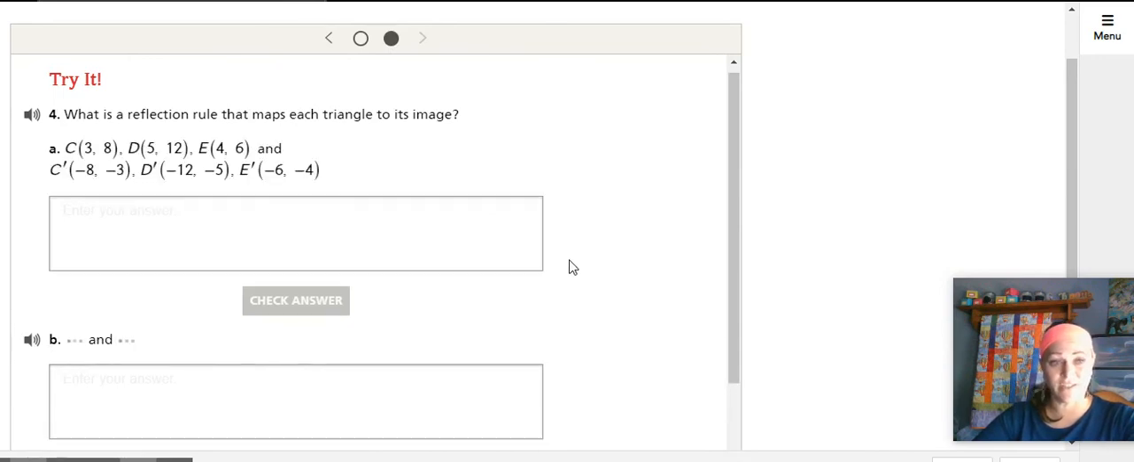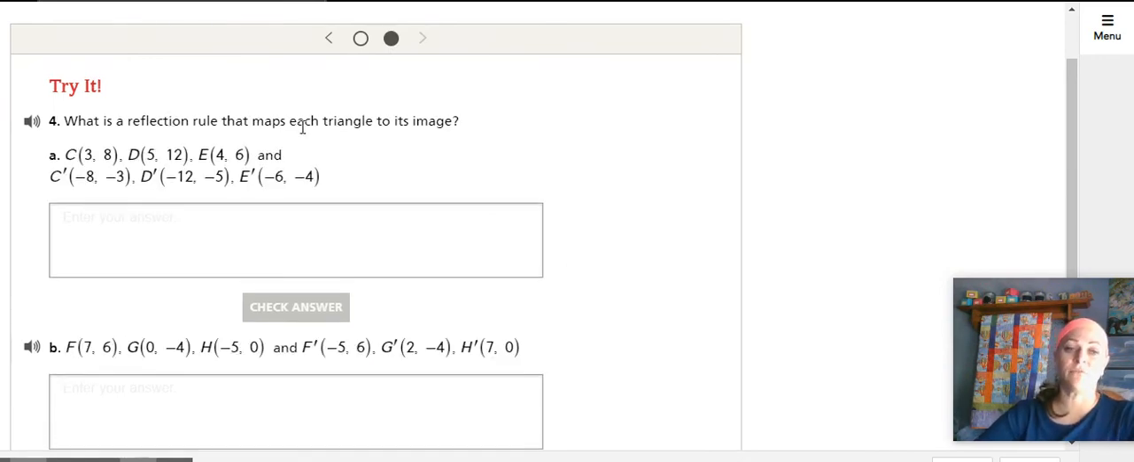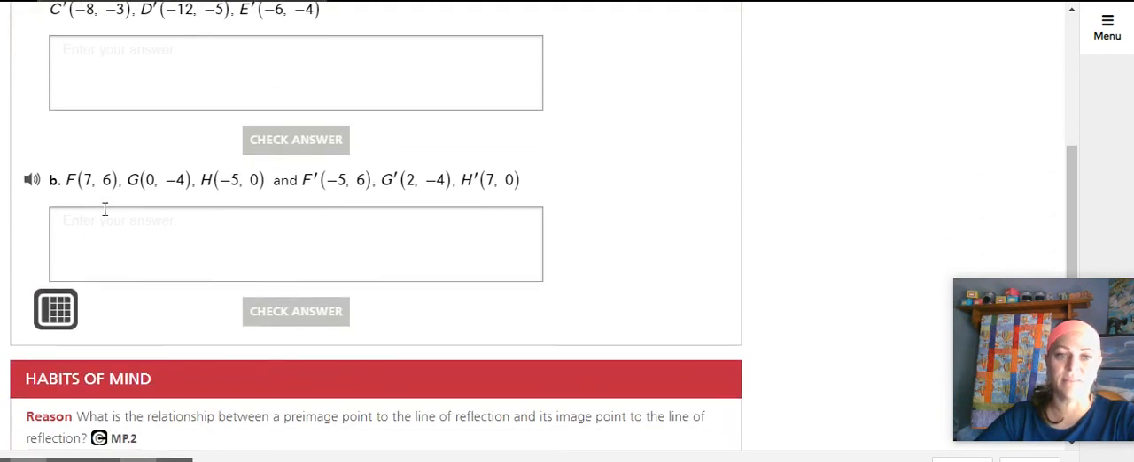So you're going to try to do this. What is the reflection rule? Find the midpoints. You really only need to do it twice, but you can do it more. So find the midpoints between C, C prime, D, D prime, etc., and then use those 2 points to write the equation of the line. So midpoint first, and then find the equation of the line.